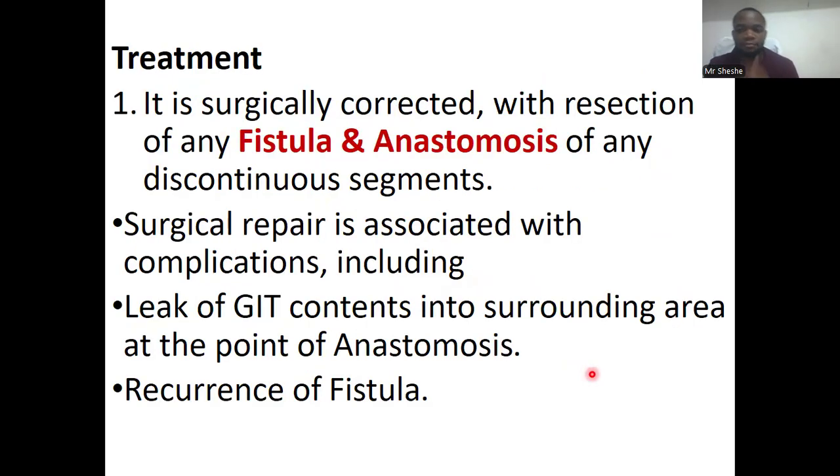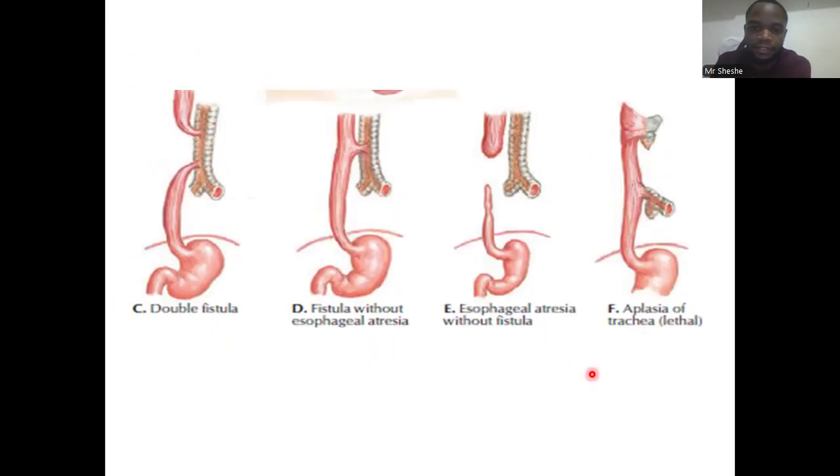So how are these problems corrected? Mainly is by surgery. So we must make sure that this connection is obliterated, and then the esophagus is anastomosed, so that there's proper channeling of food from the mouth into the esophagus all the way into the stomach.